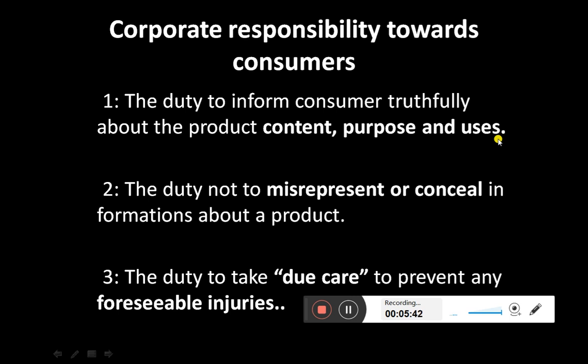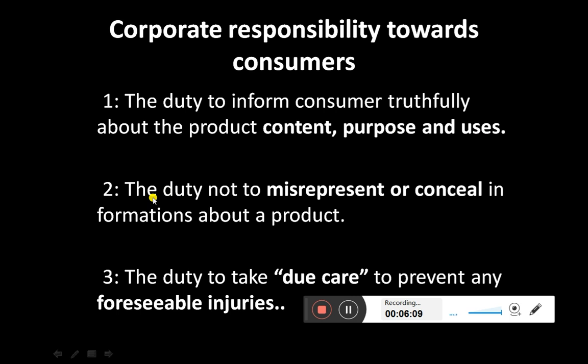Suppose adults or children are using it, they have to take one spoon within a day or 1.5 spoons within a day. So it means that this is the corporate responsibility: when they are introducing the product to the customer, they must show the purpose, the uses, and the proper content, adequate composition clear to the customer. Simply stated, that information must be shared with the customers.